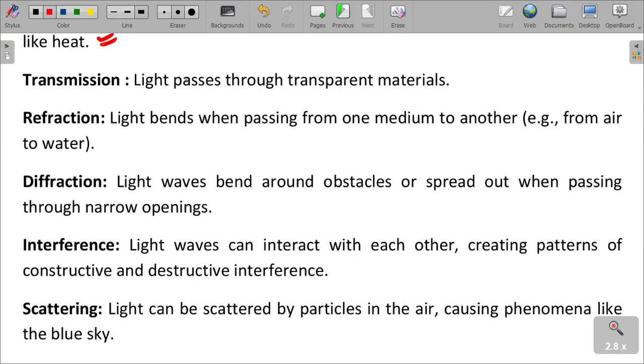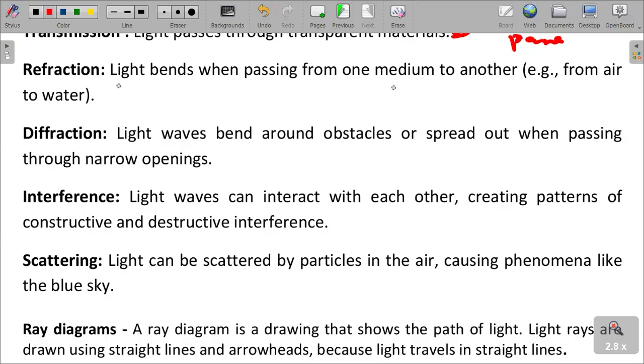And then transmission. Light passes through transparent materials, for example a window pane. When you are inside a house where the curtain is not there, it is possible to see what is happening outside. With transmission, visible light lets us see because the material is transparent. Then refraction: light bends when passing from one medium to another, for example from air to water.